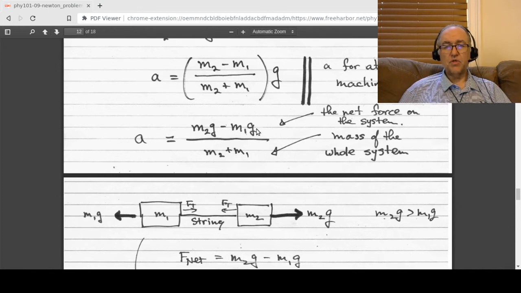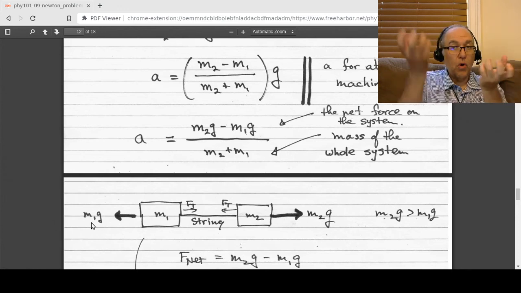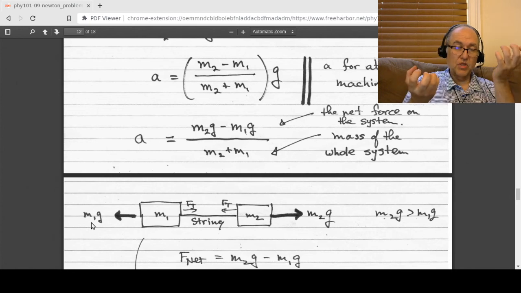So on the top here, I have M2G minus M1G. You could almost think of that as your net force. Why is that a net force? Well, I know there's the pulleys in there and everything, but you can think of the two masses as, here's M2 and here's M1. M2 is being pulled in one direction by a force M2G, and M1 is being pulled in the opposite direction by a force M1G. I know they're both down, but pretend it's like a tug of war. So M2G in our diagram above is being pulled down, and M1G is being pulled down.